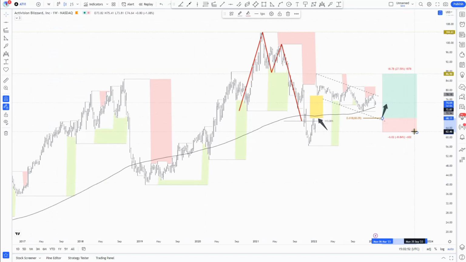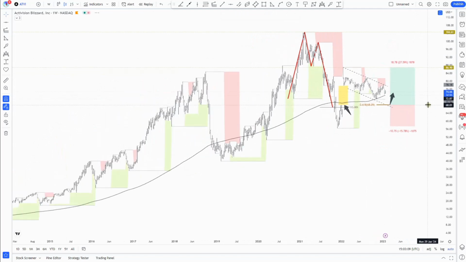But as you can imagine, this is a weekly time frame. I'm not so sure if you have the stomach to play the market with a 50% risk in your trades for a trade that may offer you a 30% reward. I'm not sure if that makes sense for you or not.